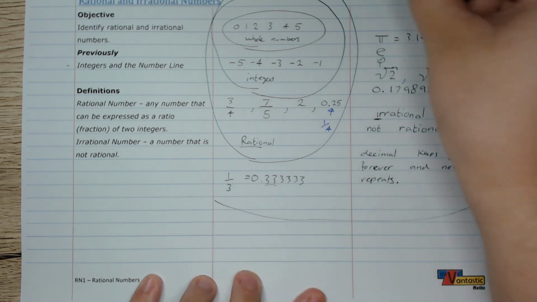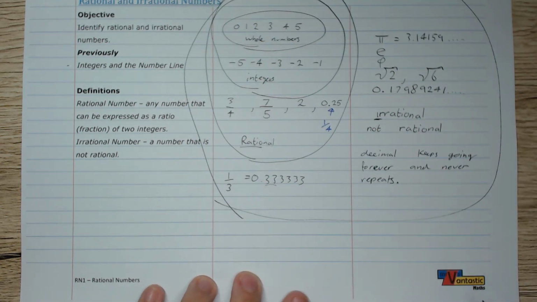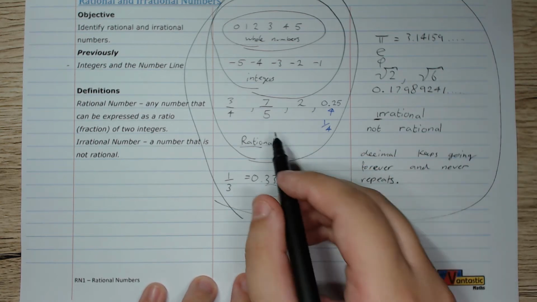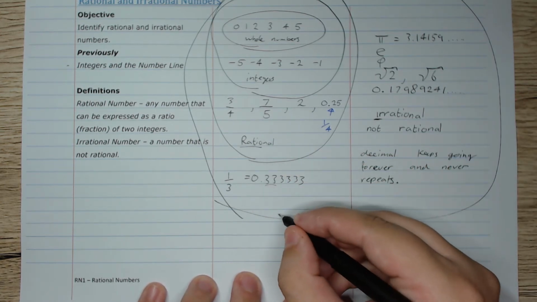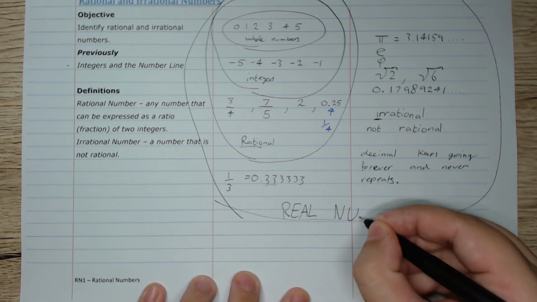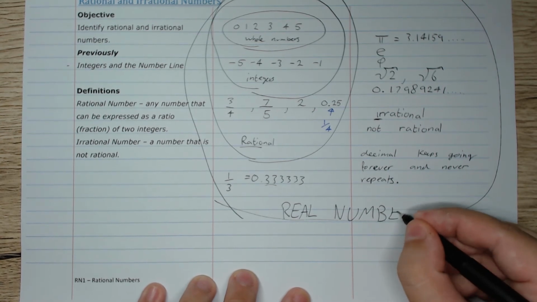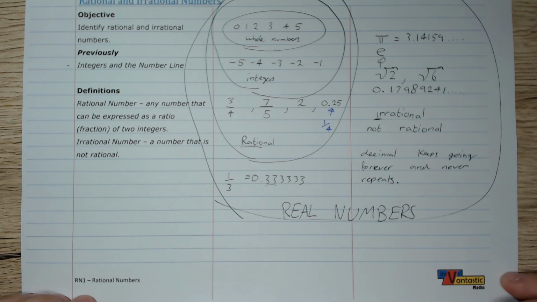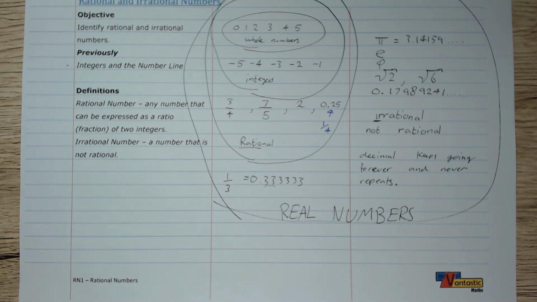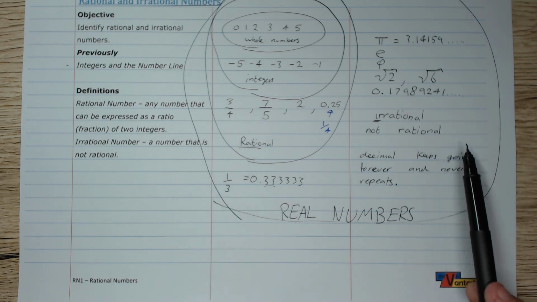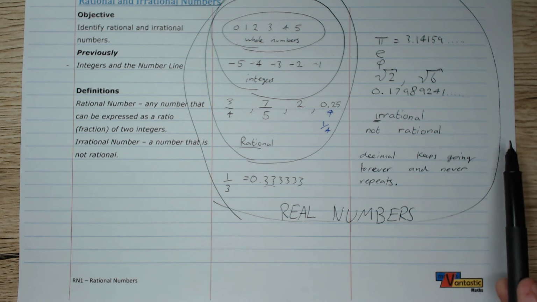So together, these are the irrational numbers, these are the rational numbers, and together we call these real numbers. And for now, that's the whole number system that we are going to be working with. So that is the difference between rational numbers, the ratio of two numbers, and irrational numbers, the numbers that are not rational.